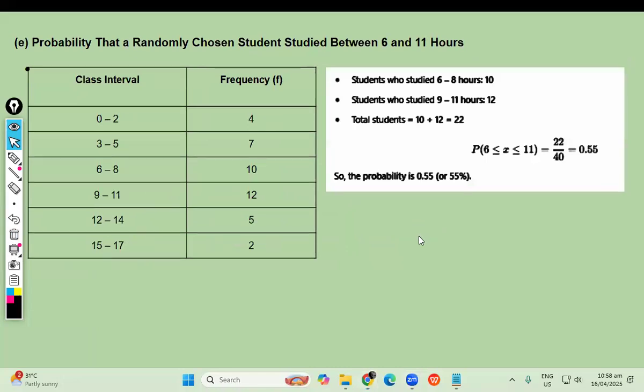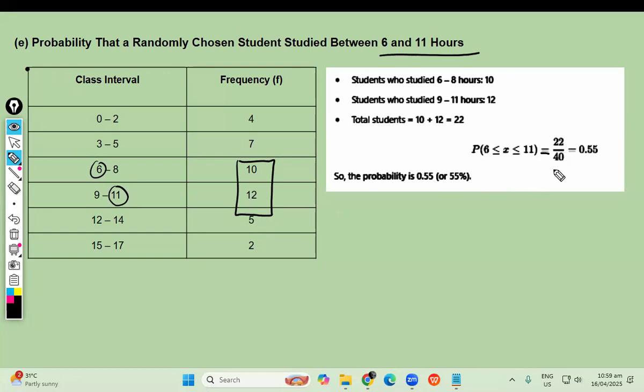Probability. How many people didn't get a chance to work out this one here, right? Probability that a randomly chosen student studied between 6 to 11 hours. Okay? Now this one here, how many students studied between 6 to 11 hours, right? From 6 all the way to 11 hours. And the total amount of students who studied between 6 to 11 hours is 22. And that makes sense?